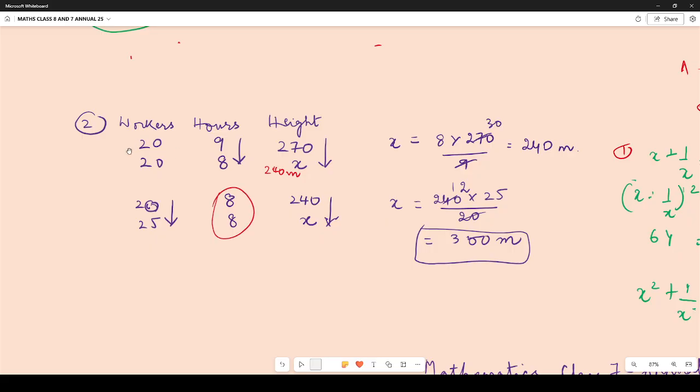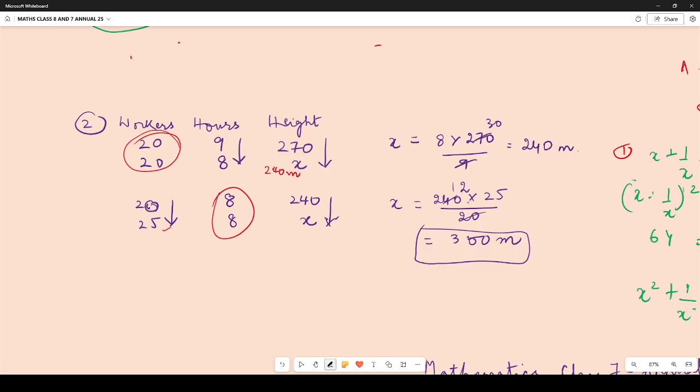Okay, now let us keep the hours constant. First we kept the workers constant, now let us keep the hours constant and change the workers. We know that 20 workers working for 8 hours will build something which is 240 meters high. So how tall will they be able to build if 25 workers are there and again they are working at 8 hours? You know the arrow always points towards x. Now if the number of workers increases, will the height of the building also increase or decrease? Of course it will increase. So again it is a direct variation.